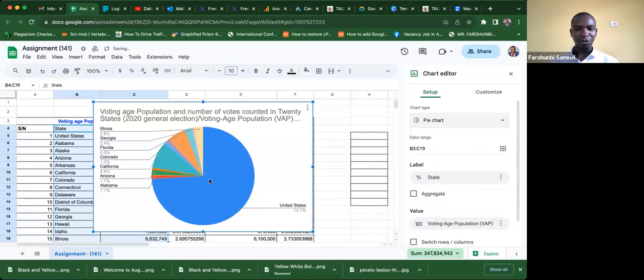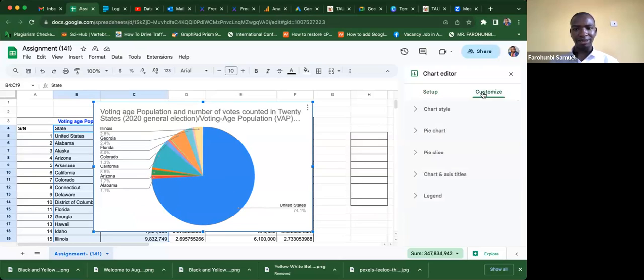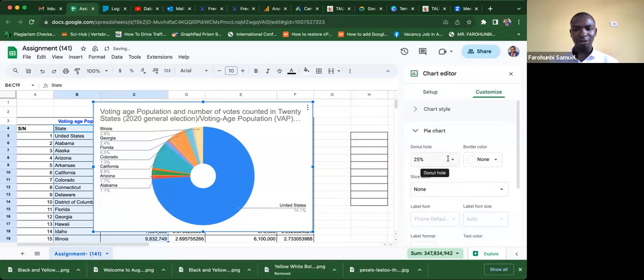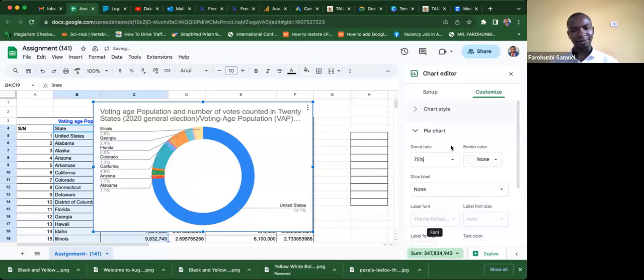I'm showing you how you can arrange the pie charts. Here it is still showing you all the different states. So I want to customize this pie chart. I'll click on customize and click on pie charts. And then it's going to tell me I can put a donut hole there. Therefore, I can say the donut hole should be 20%, 50%, or 75%, like this. So I made this all like this.